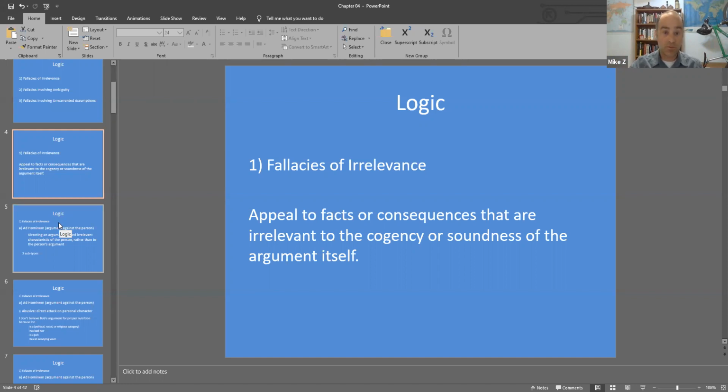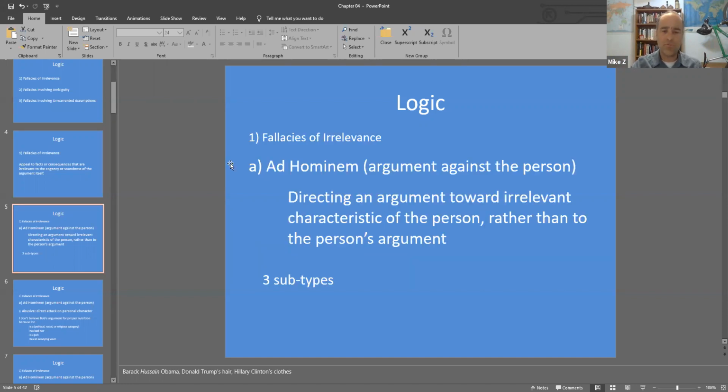Let's look at some examples. Here's a really famous one. Even if you've never heard the term ad hominem fallacy, you probably know what's being talked about here. This is directing an argument towards some irrelevant characteristic of the person presenting an argument. You disagree with them, but instead of addressing the argument they're actually presenting, you point to some irrelevant characteristic about them and use that as a reason for rejecting their argument. And we've got 3 subtypes.